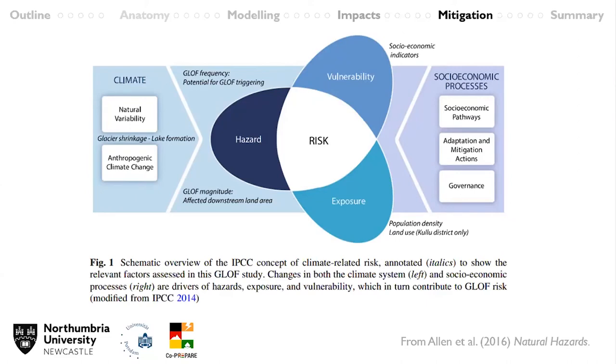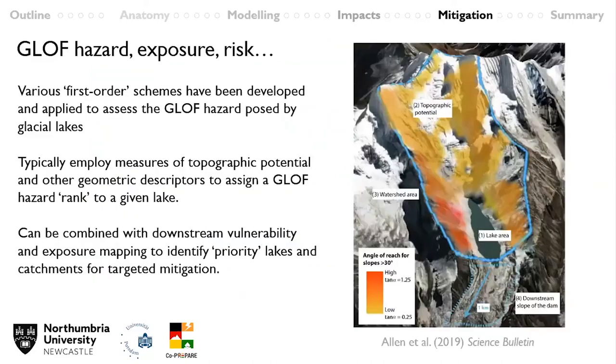This is borrowed from the IPCC report, 2014. When we're thinking about communities and how glacial outburst floods intersect with society, what we want to try and establish is what the risk is, either to individuals or entire communities or infrastructure. A few different things feed into that, one being hazard, the other being vulnerability, and the other being exposure. And what we have seen in recent years is a number of schemes to try and figure out what some of these things are.